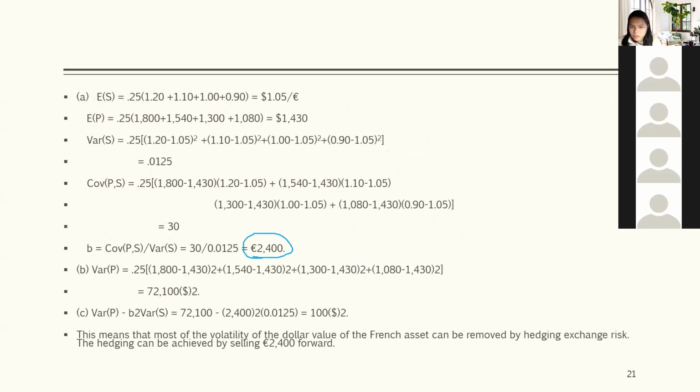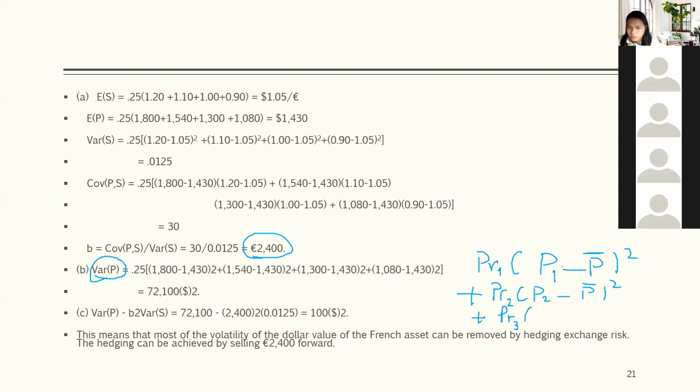To compute the variance of P, I'm just going to apply the formula that we used before. The variance is simply the probability weighted sum of squares. So here what I have is probability 1 for state 1 times (P1 minus P bar) squared, plus probability 2 times (P2 minus P bar) squared, and so on and so forth. So what I find is the variance is $772,100 squared.